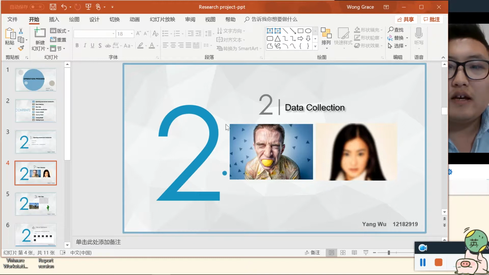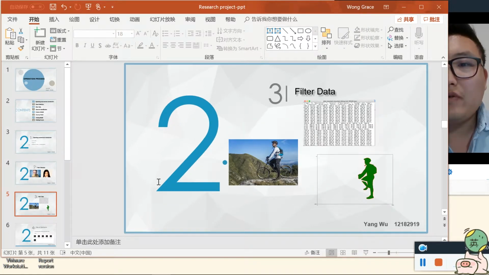You can see the picture. The first picture is clear, and the second picture is blurry. So I think these two images can distinguish between a good quality and a bad photo. I will talk about the filter data.